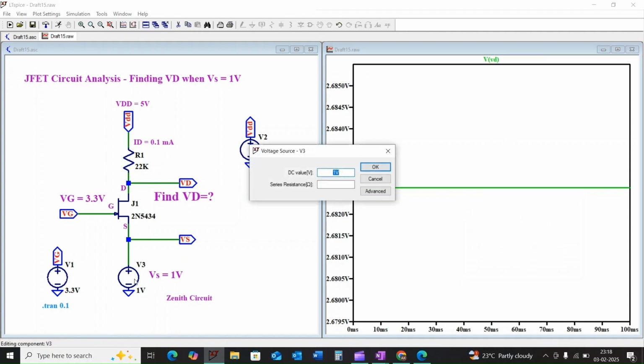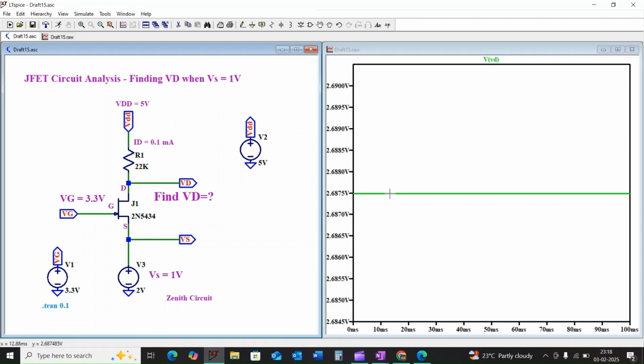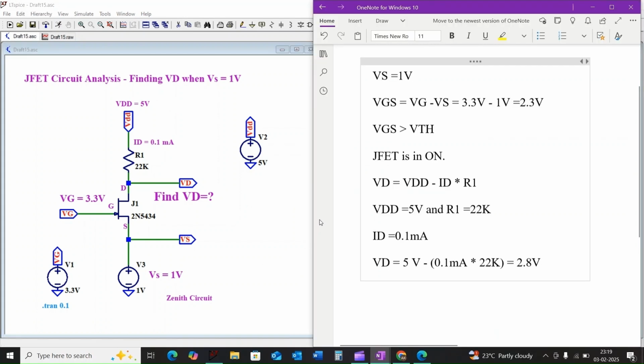For example, if I change the value of Vs to 2 volts, our VD value varies slightly. So we successfully demonstrated that when Vs is equal to 1 volt in this JFET circuit, VD is approximately equal to 2.8 volts. This exercise highlights the relationship between Vs and VGS, drain current ID, and drain voltage VD in a JFET amplifier.